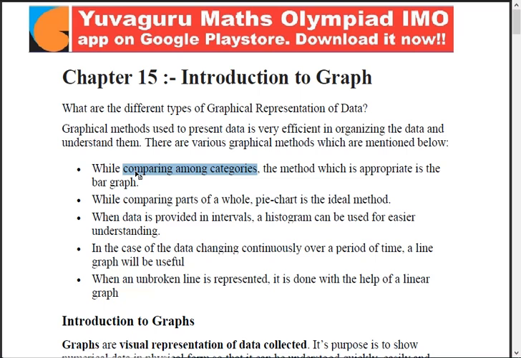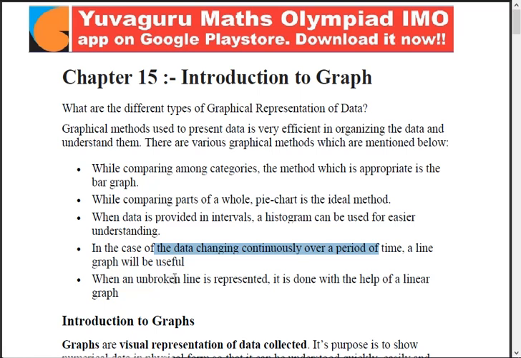Okay. When we have to compare categories, then we use a bar graph. When comparing parts of a whole, then we use a pie chart. Sure, these questions are asked in the exam. When you have to compare categories, which type of graph will you use? When data is provided in intervals, we use histograms. In case of data changing continuously over a period of time, a line graph is used.